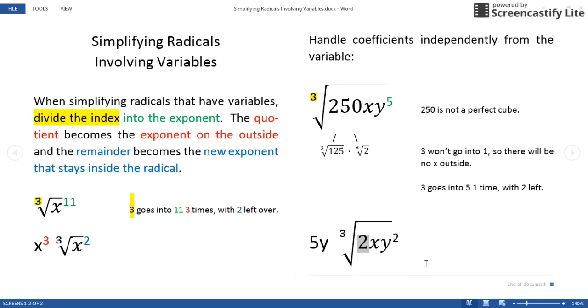When we are simplifying radicals that involve variables, divide the index into the exponent. However many times it goes is your exponent on the outside. Whatever is your remainder is the exponent on the inside.